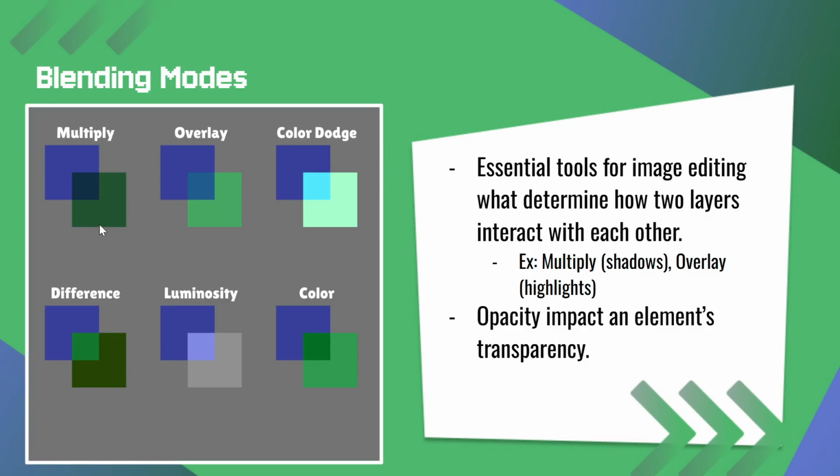There's multiply, which would make things darker, overlay, and the rest of these. It really depends on how bright or saturated the color is for the outcome. You can see the outcome right here is very dark, and then here it's very light. So it really depends on what the topmost color is.